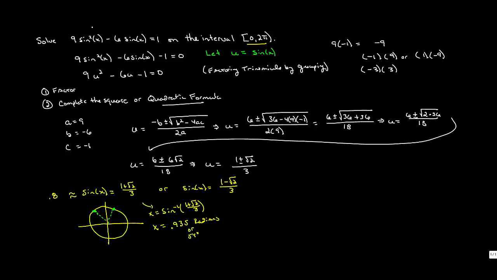Well, arc sine is only going to spit out answers on this interval. So how do I get this guy? Well, I know that this angle should be the same as this angle, right? Because they're both at the same height. So that means if I take 180 or pi and I subtract this angle, I'll get this angle. So what I'm going to do is put an and x is equal to pi minus 0.935 radians.